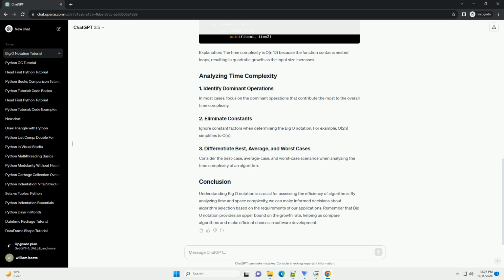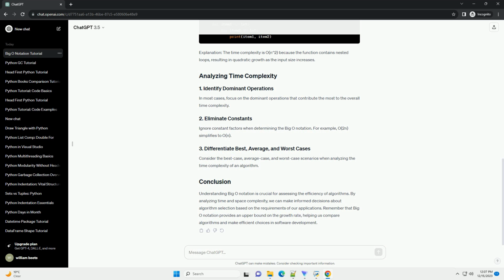In most cases, focus on the dominant operations that contribute the most to the overall time complexity. Ignore constant factors when determining the Big O notation. For example, O(2n) simplifies to O(n). Consider the best case, average case, and worst case scenarios when analyzing the time complexity of an algorithm.